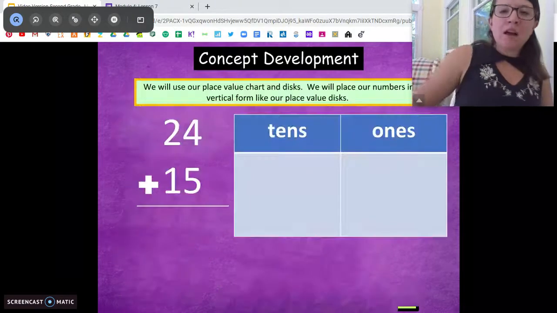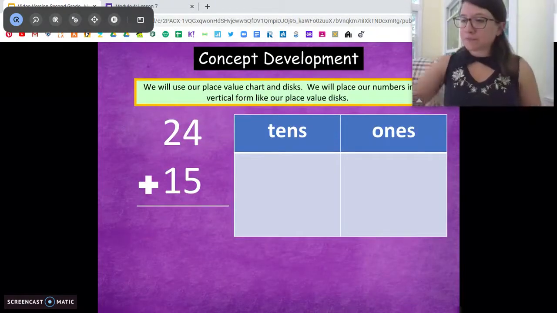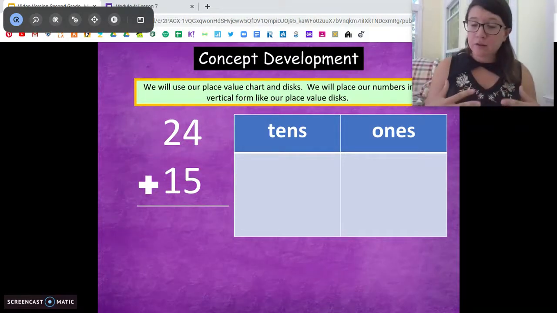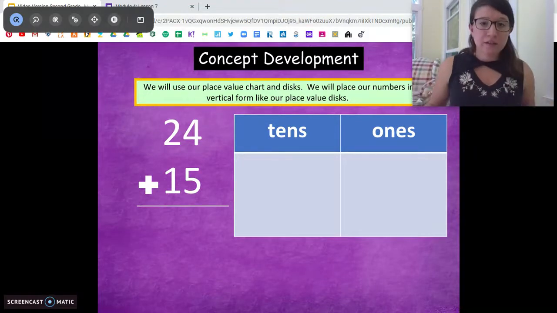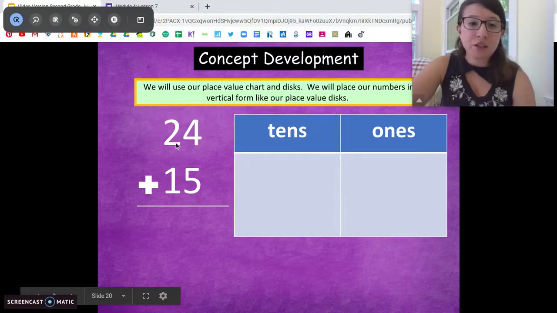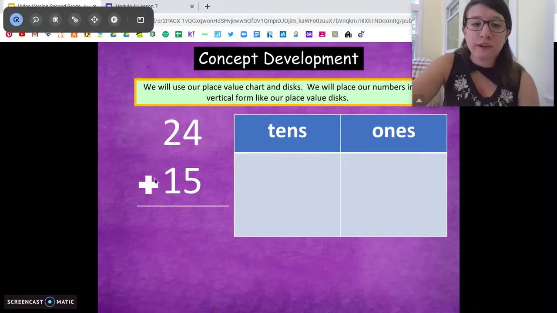Awesome job. All right, take out your place value chart and your place value discs. And I'm going to teach you how to solve using the vertical method. We're going to use both numbers and our place value discs for this. So when numbers are written like this, it's just saying 24 plus 15. Even though it's written on top of each other, that's still what it's saying.